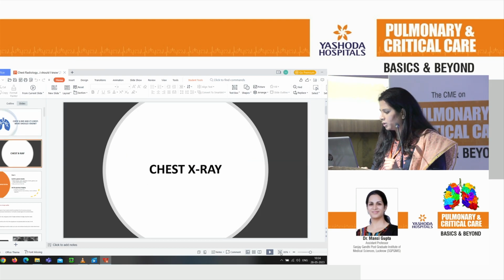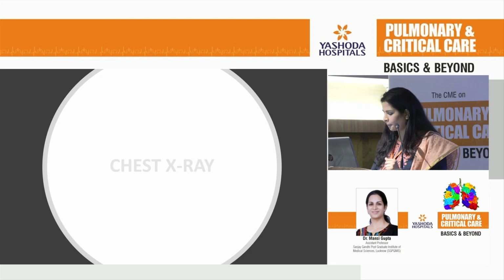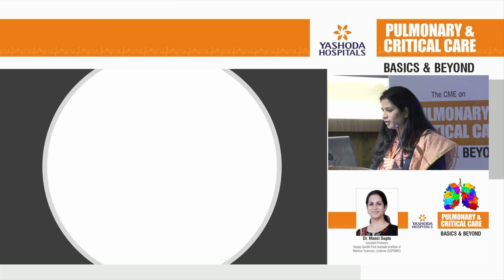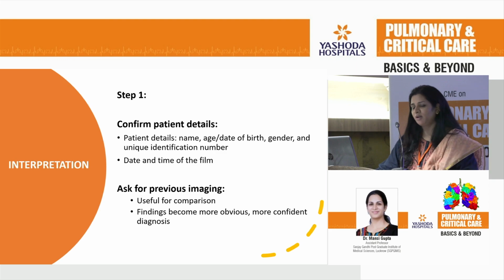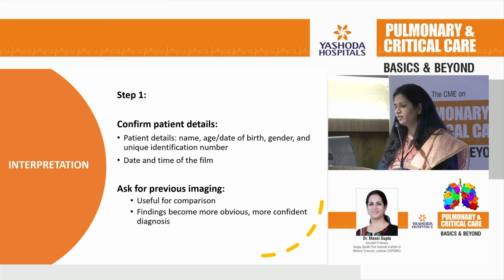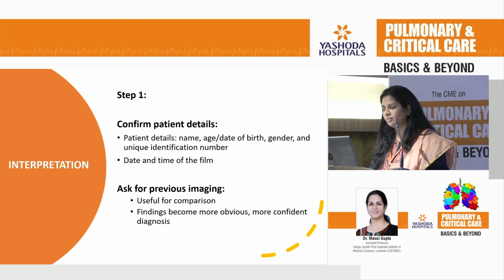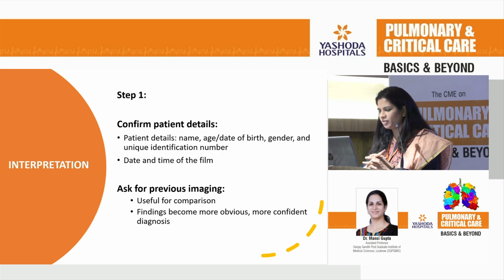We start with the slideshow. First we will talk about the chest X-ray. When we interpret a chest X-ray, the first thing is obviously to confirm the patient details. As silly as it may sound, it keeps happening in the ICU that you are doing multiple X-rays, you are fumbling with the names of the patients, and you are interpreting the patient's X-ray in a wrong way. It happens a lot in our ICUs as well.